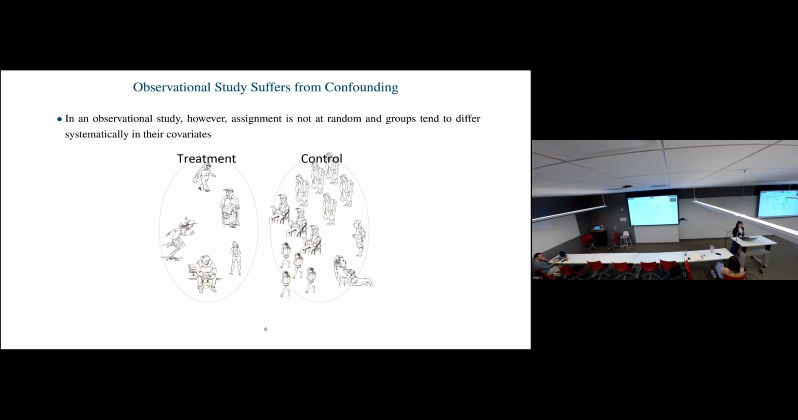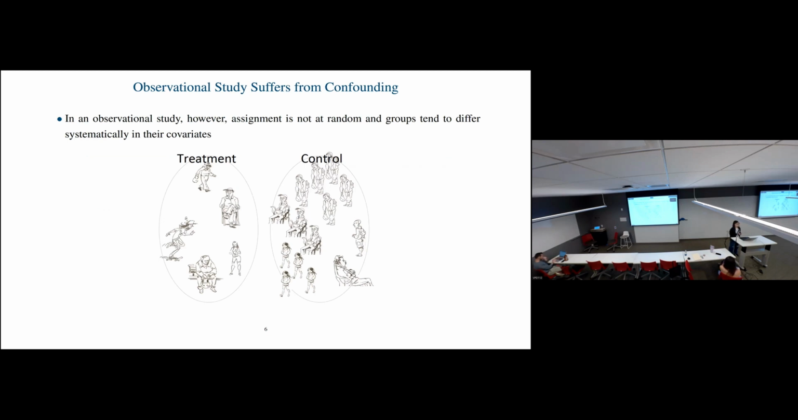However, we need to be extremely careful in using observational study for causal inference because of the confounding issue. Because we do not control the treatment assignment mechanism. Therefore, different treatment groups may differ systematically in their covariates, right? So this is a confounding effect. So if we observe any differences in their outcome between different treatment groups, it may be due to the treatment effect or the confounding effect, right? So this is the major limitation of observational studies in doing causal inference.